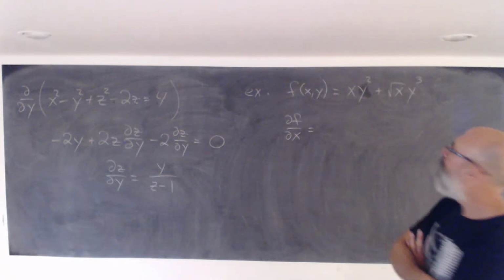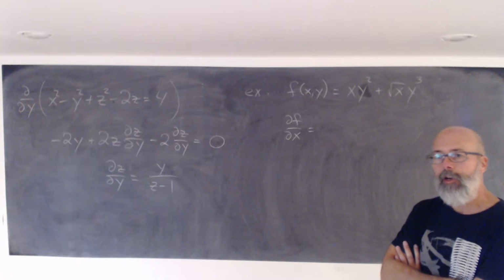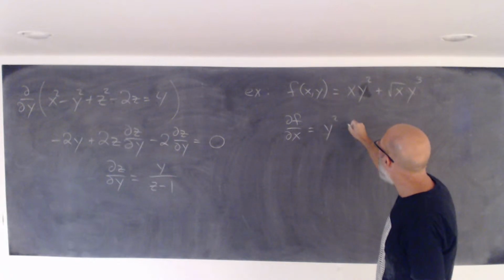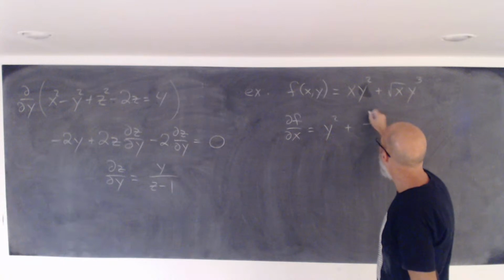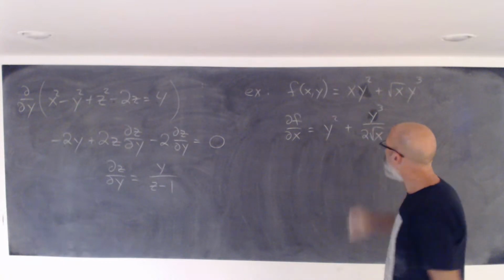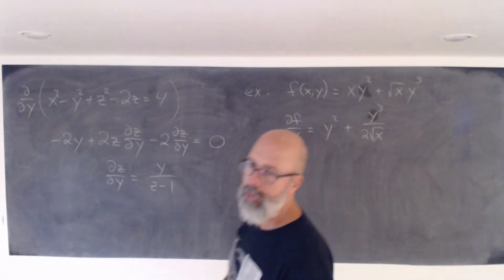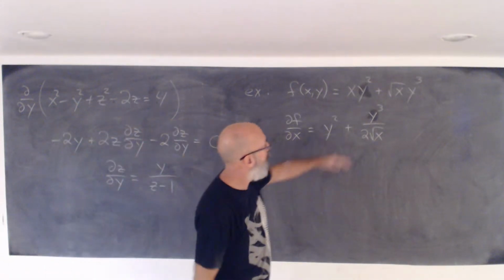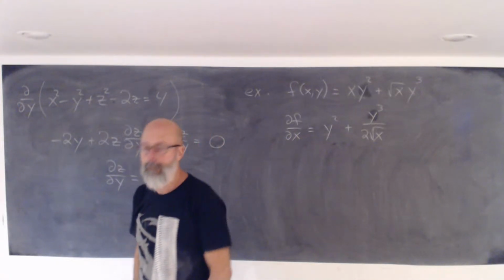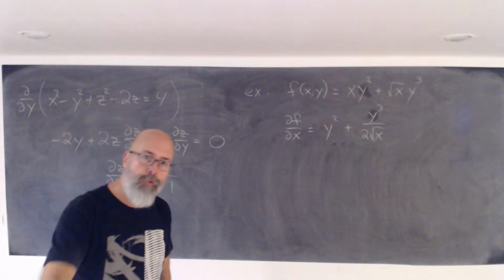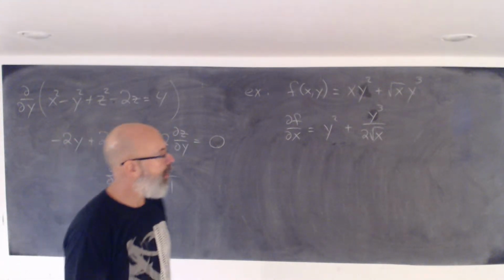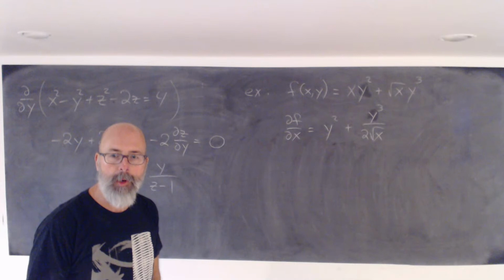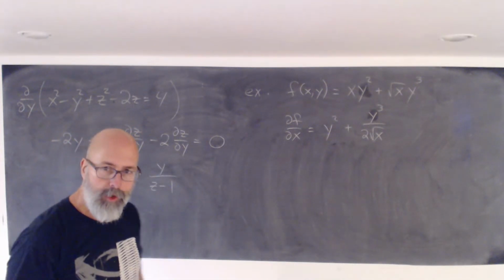Let's talk about the derivative of f with respect to x here. You know what to do. This is y squared plus, let's say, y cubed over 2 root x. Why am I back to this simple example? Well, I want to point out that this is now a new function of x and y. So it makes a lot of sense to ask, what about the derivative of this with respect to x and with respect to y? In other words, what about higher derivatives?